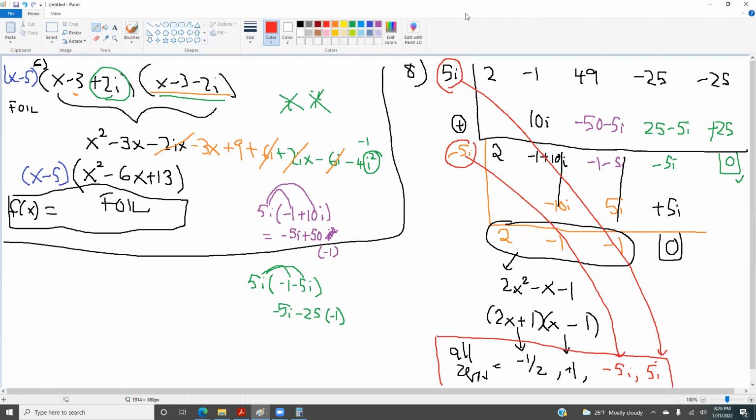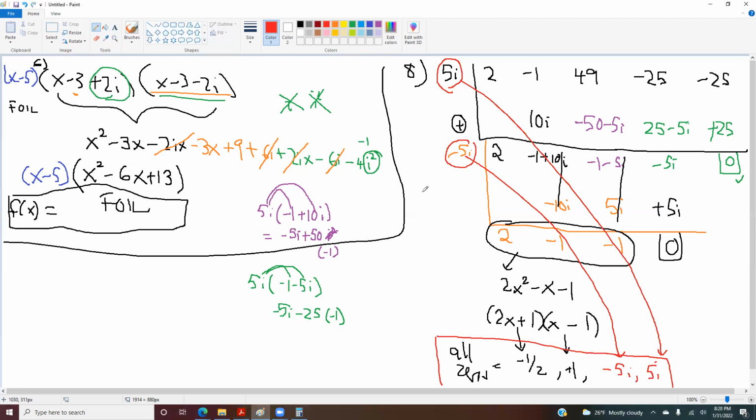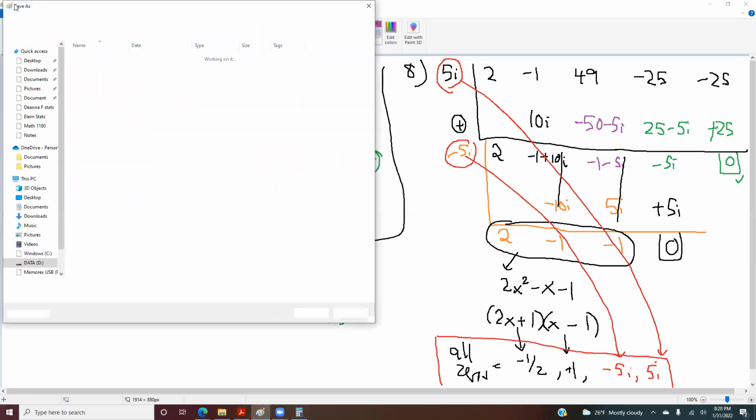Okay. So as you know, this is a power 4 equation. So degree 4. So you should have 4 zeros in this case. So this is how we figure out your zeros in this case, and make sure you know how to do a little bit of synthetic division with your i's.